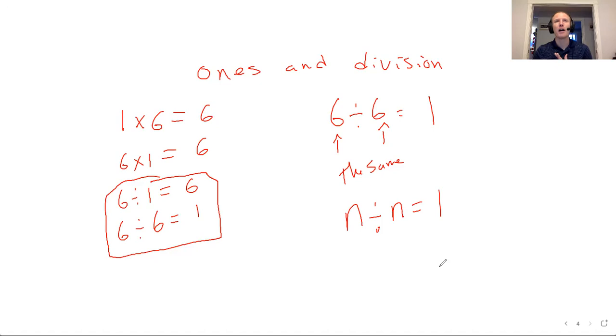That's like saying if I have 8 cookies and I'm dividing them with 8 friends, each friend gets 1 cookie, right? So if you have the same number of total things as groups you're putting it into, then each group is going to get 1.